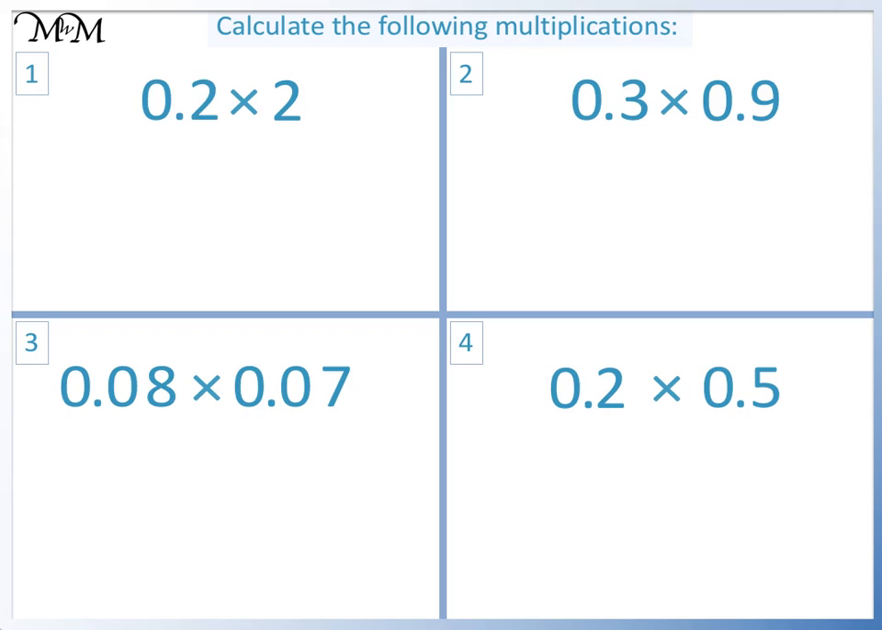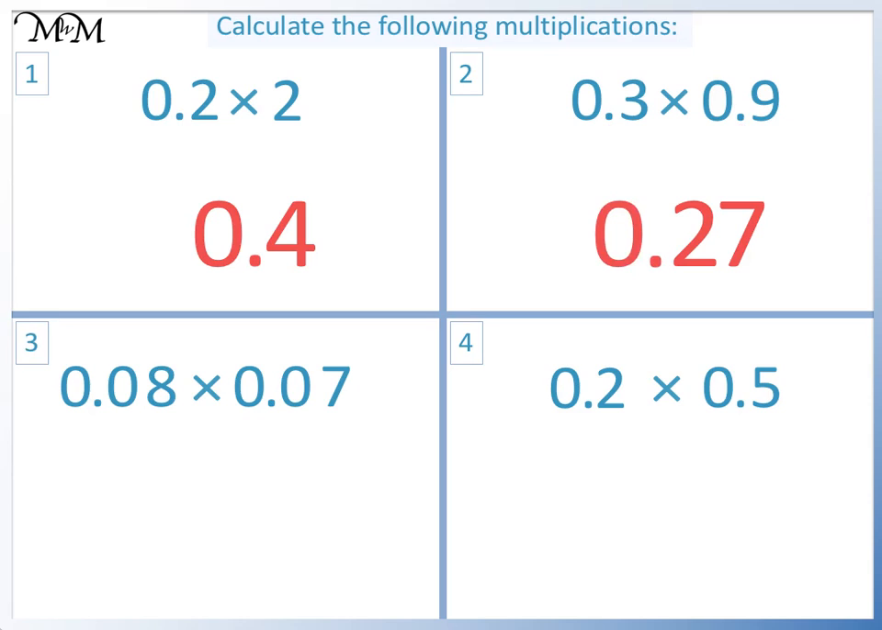Question 1. 2 times 2 equals 4. We move the point 1 place. 0.2 times 2 equals 0.4. Question 2. 3 times 9 equals 27. This decimal moves once. This decimal moves once. 0.3 times 0.9 equals 0.27.